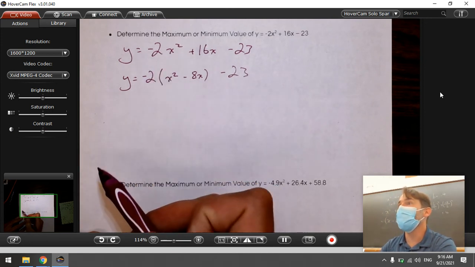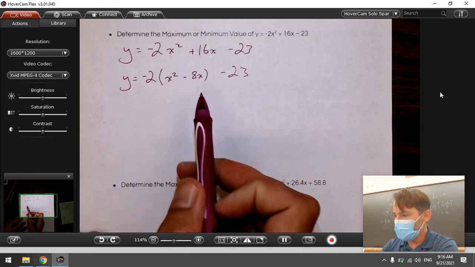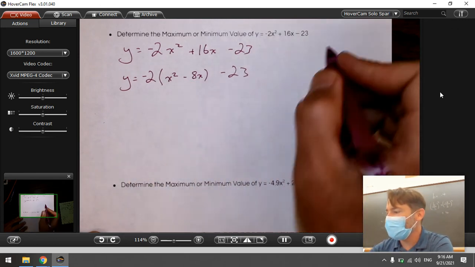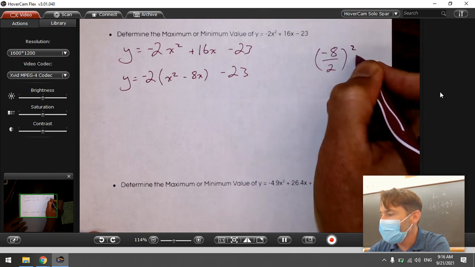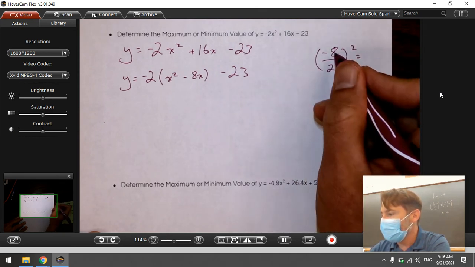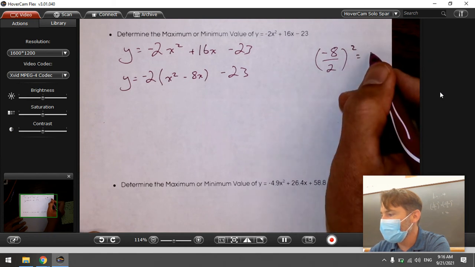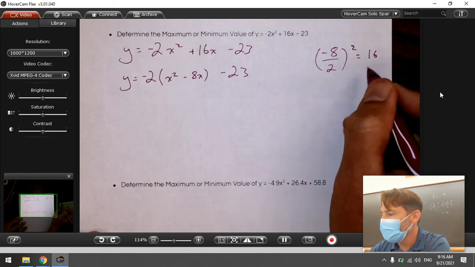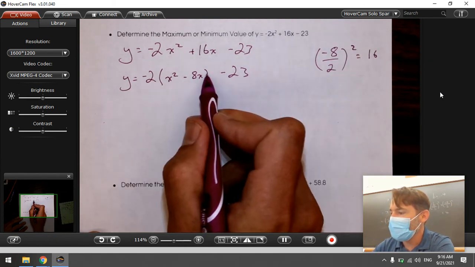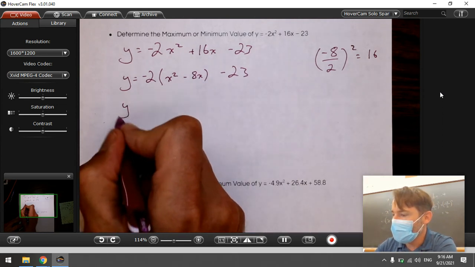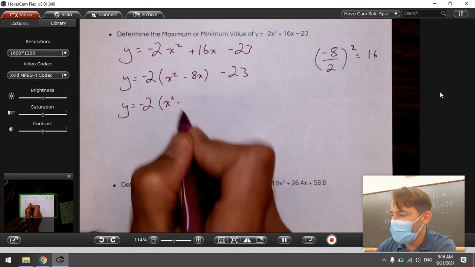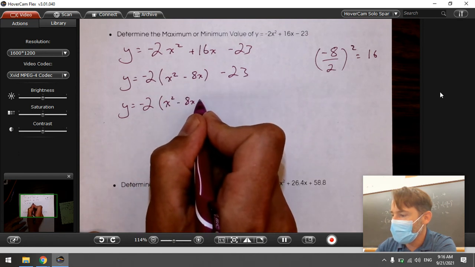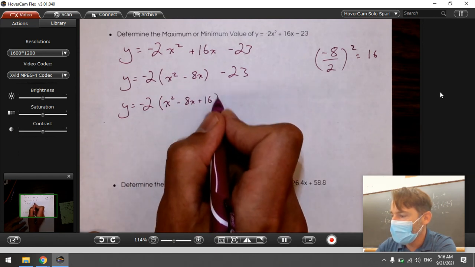See what I did there? Okay. So now I take half of that and square it. Negative 8 over 2 squared is equal to, well, that's negative 4 squared, which is 16. Okay. So I want to add 16 in there. So I'm going to have y is equal to negative 2 times x squared minus 8x plus 16, end bracket.